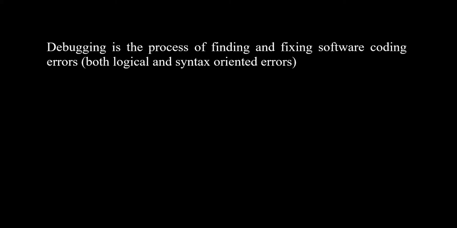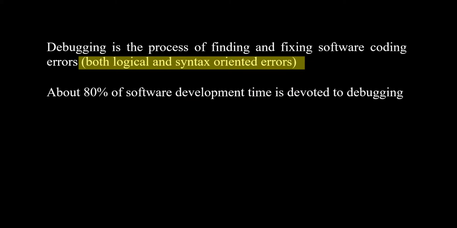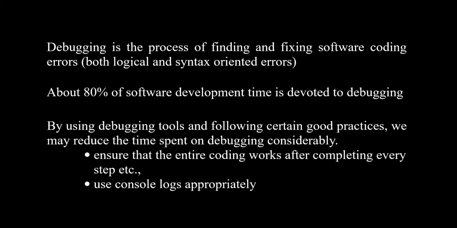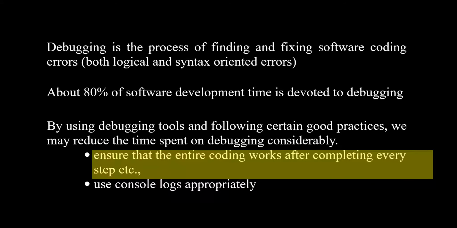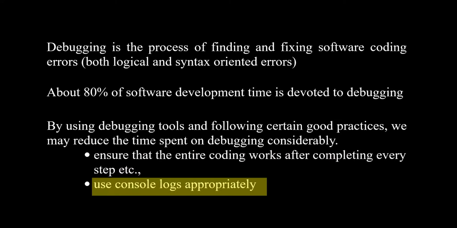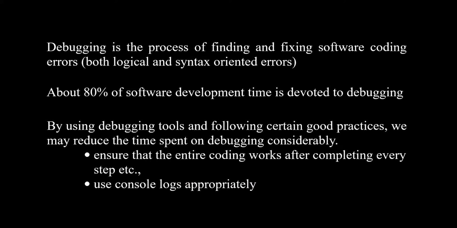Debugging is the process of finding and fixing software coding errors. About 80% of software development time is devoted to debugging. So if we follow good practices, that is, after completing every step, you have to run the application and ensure that things are right, and you have to use console.log appropriately. In this way, you may reduce the time spent on debugging.